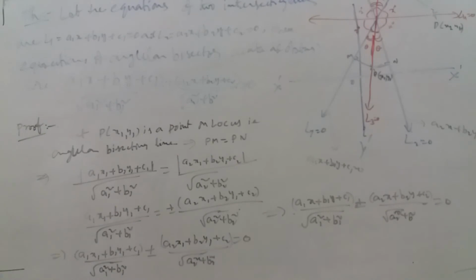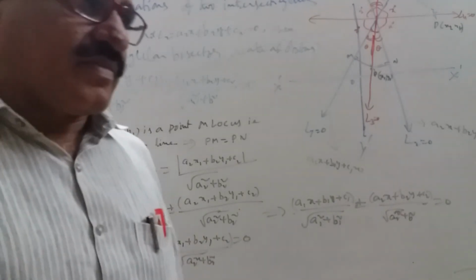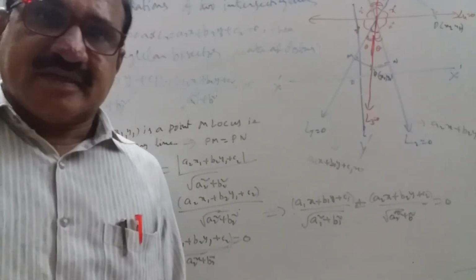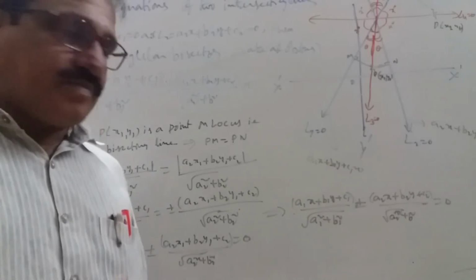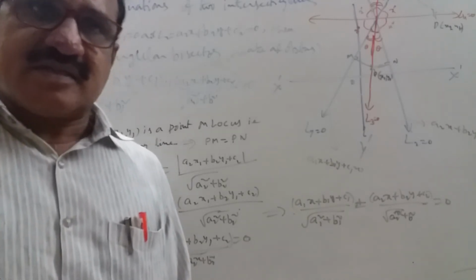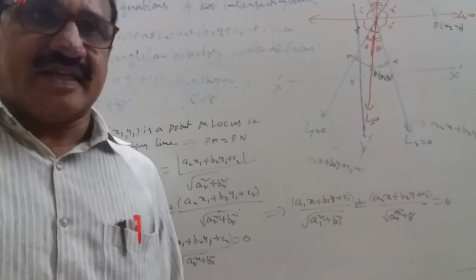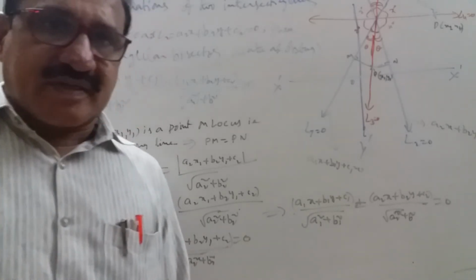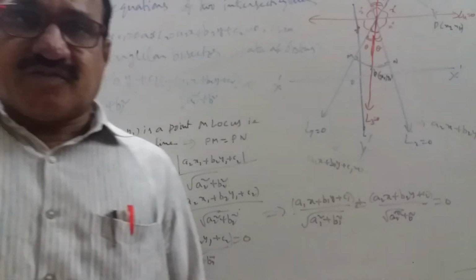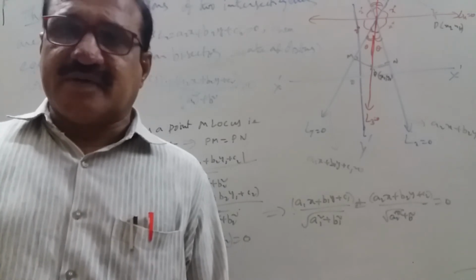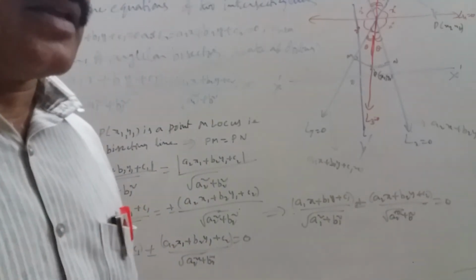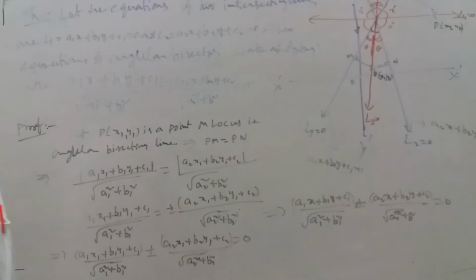By using this formula we can find the angle bisector equations separately, by taking plus one time and minus the second time. Okay, separately we can find them. There is another way to find the combined equation of angular bisectors. That we will discuss in the next class.